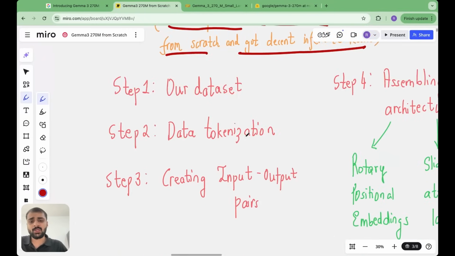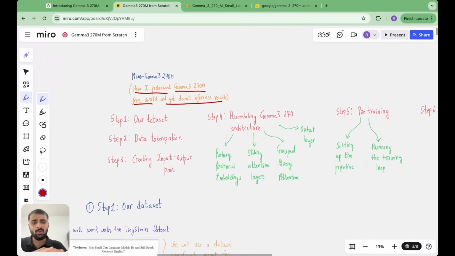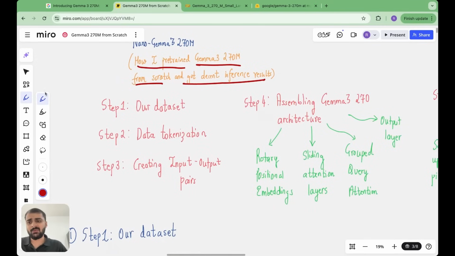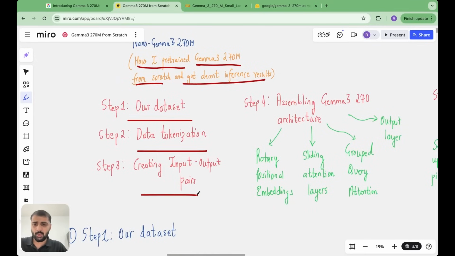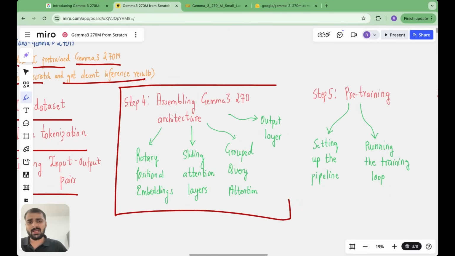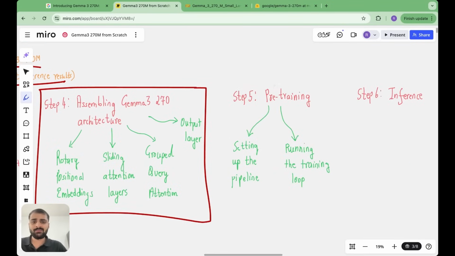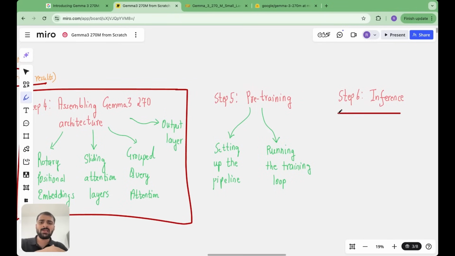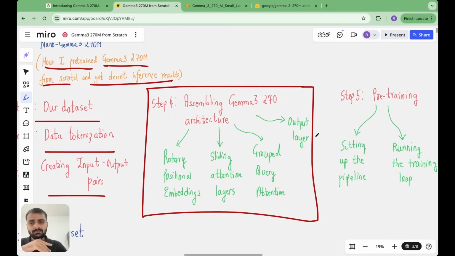My goal with this workshop is that I want to show you the end-to-end process of starting with the dataset, doing the tokenization, creating input output pairs. Then we will assemble the Gemma 3 270 million architecture entirely from scratch, and we will do the full pre-training procedure, and we will ultimately do inference as well.